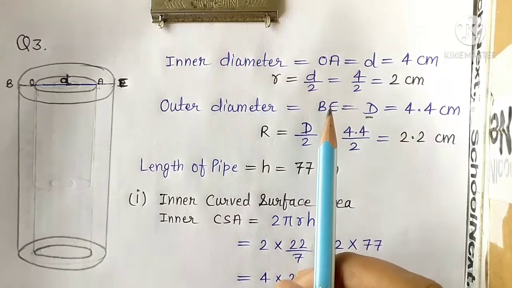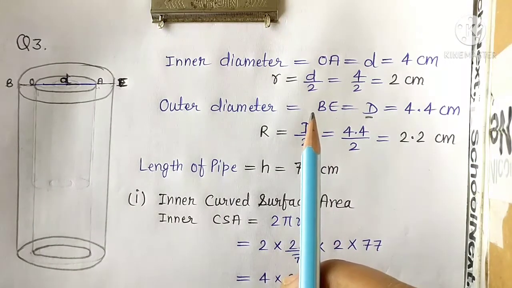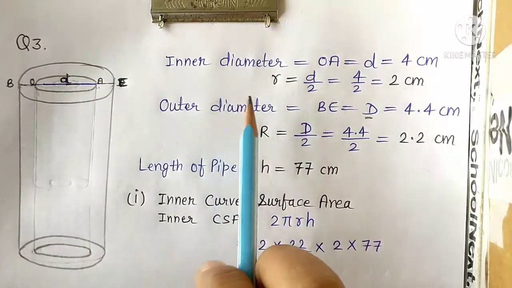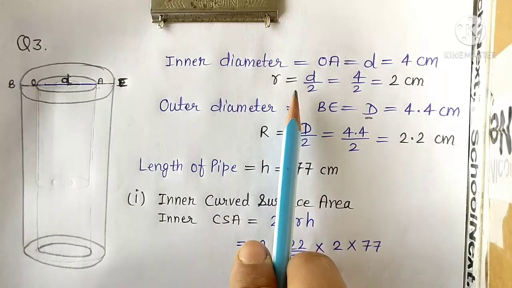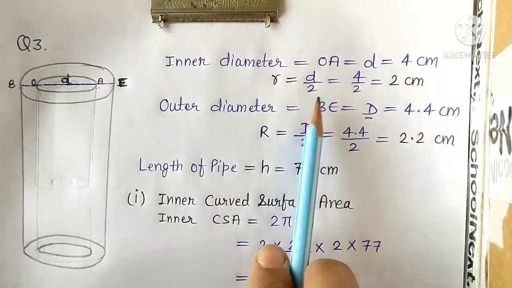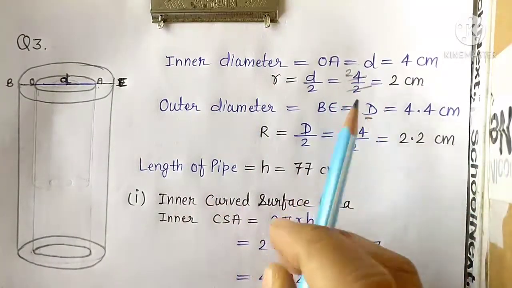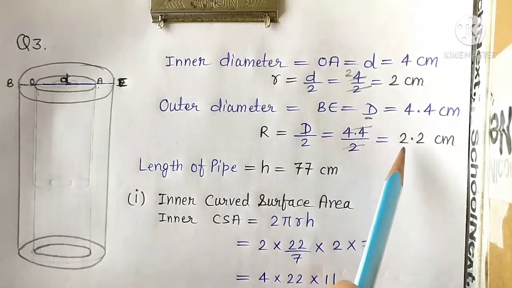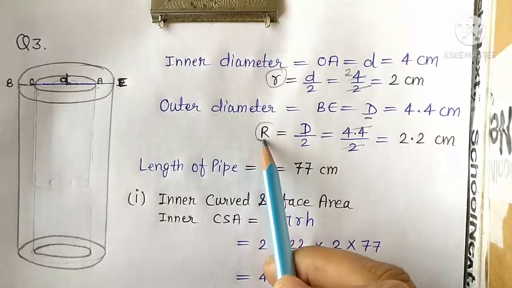Now as I told you, in the formula we don't need diameter, we need radius. So we have to convert this diameter into radius. How do we find the radius? First we find the small radius by dividing the diameter by 2, so half of the diameter. Half of diameter means 4 upon 2, 2 twos are 4. So it comes 2 centimeter inner radius. Then outer radius, 4.4 divided by 2, will come 2.2 centimeter. So we got our inner radius and our outer radius.